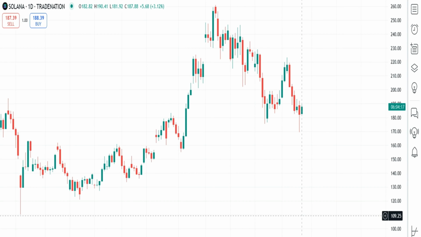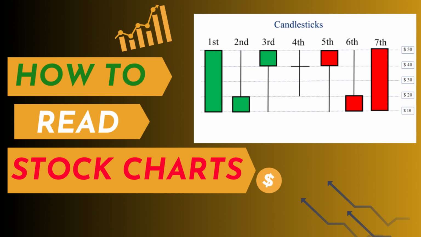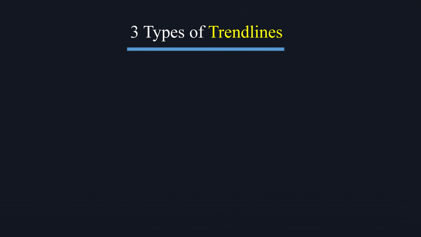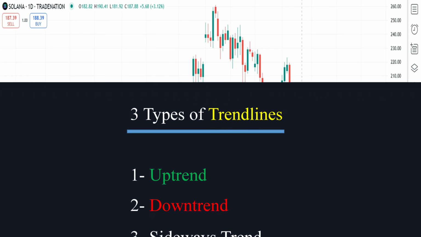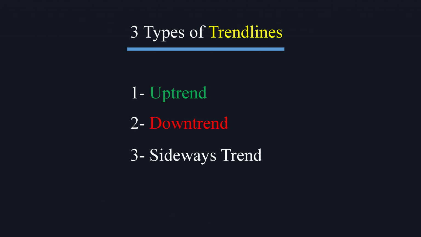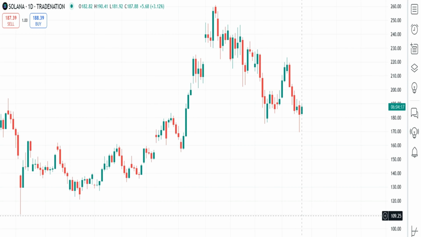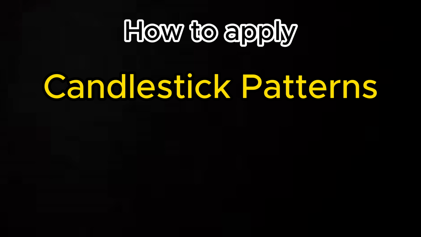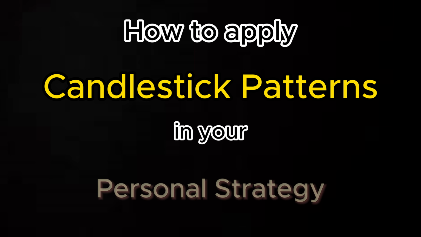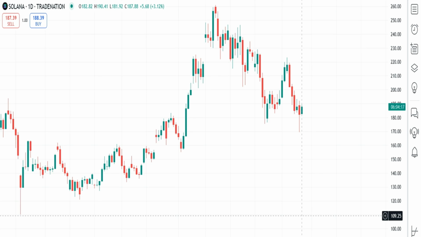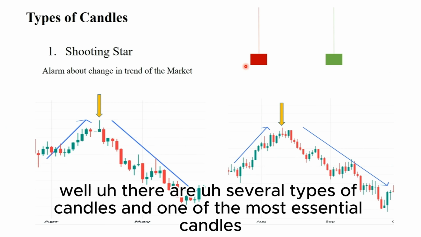As I mentioned in my previous videos, there are three types of trends: uptrend, downtrend, and sideways trend or consolidation area. In this video, you will learn how to apply candlestick patterns in your personal strategy and anticipate any storm in markets that can cause massive loss.